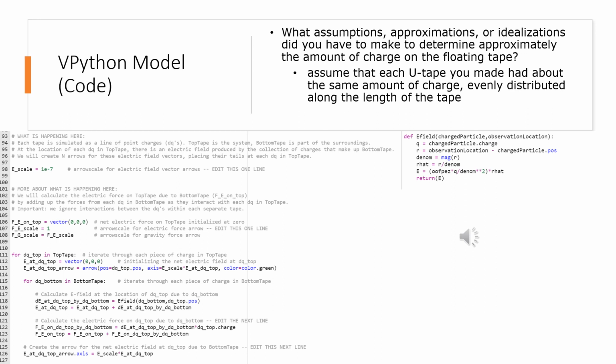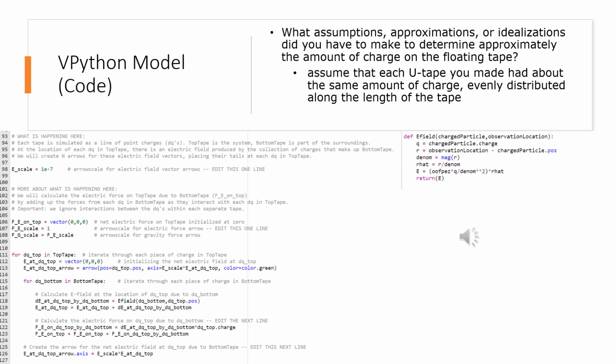As I mentioned previously, the key assumption that I had to make was to assume that each U-tape had about the same amount of tape evenly distributed along the length of tape. This is because otherwise you just can't solve for it, and that makes it impossible to do the lab.